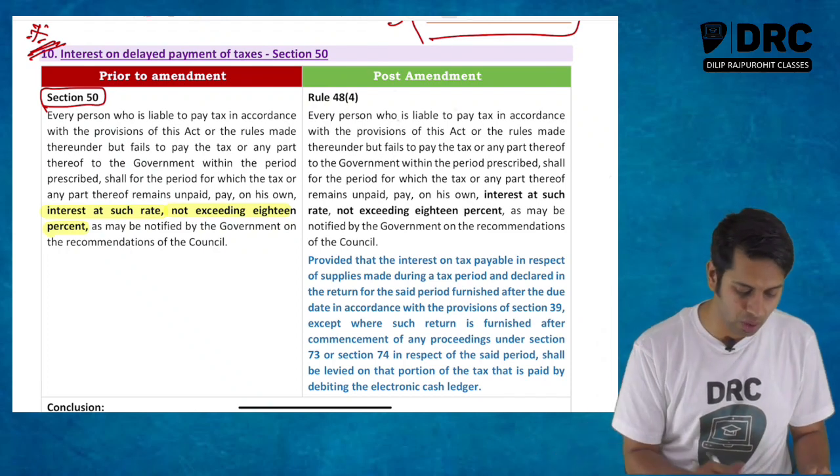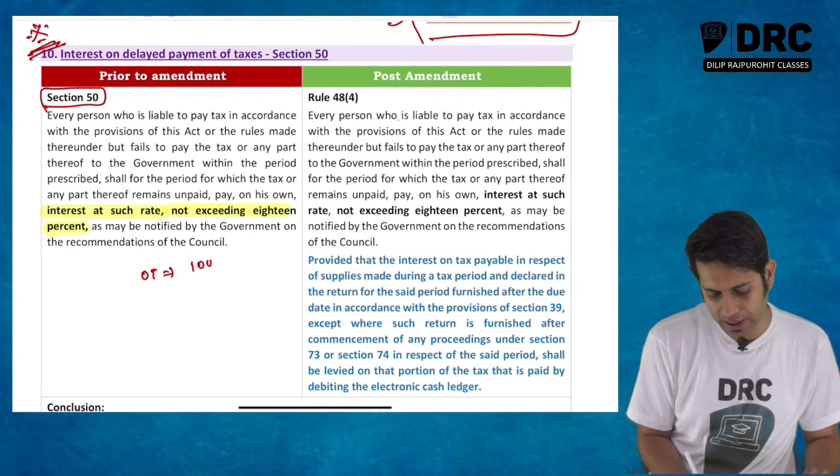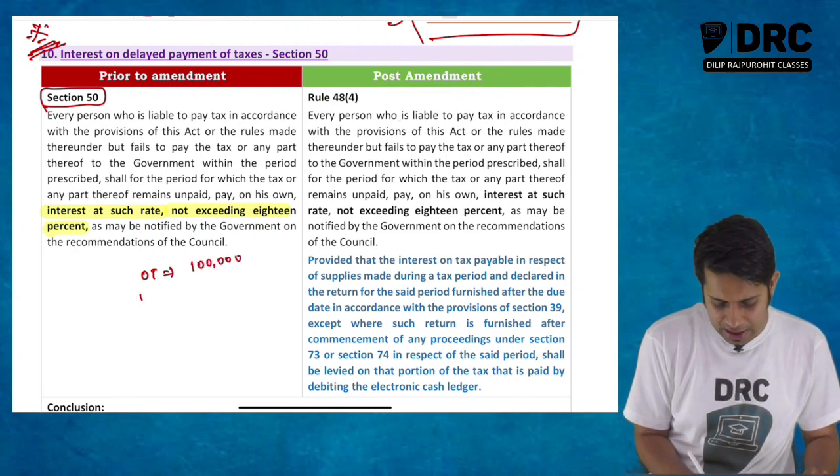Now, the question was, sir, my output tax liability is 1 lakh. I have an input tax credit of rupees 80,000.